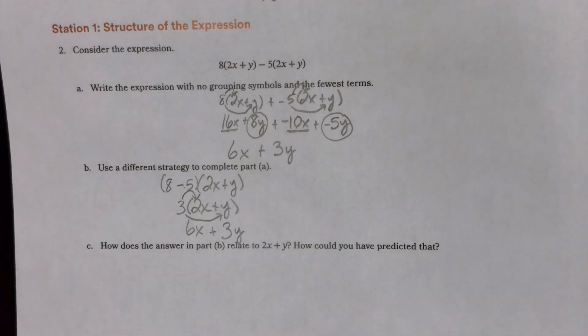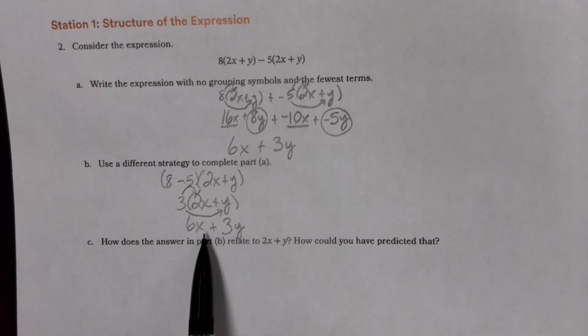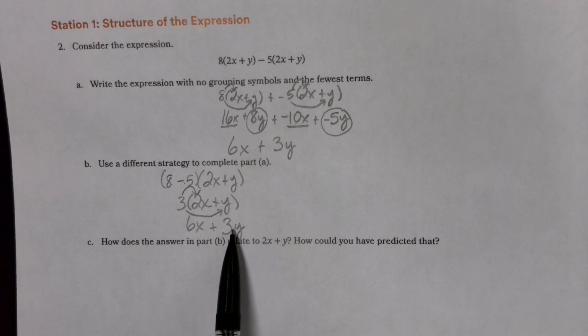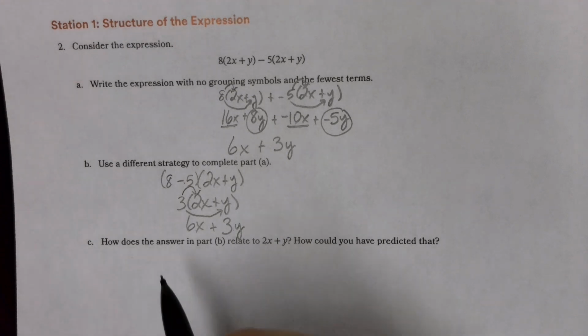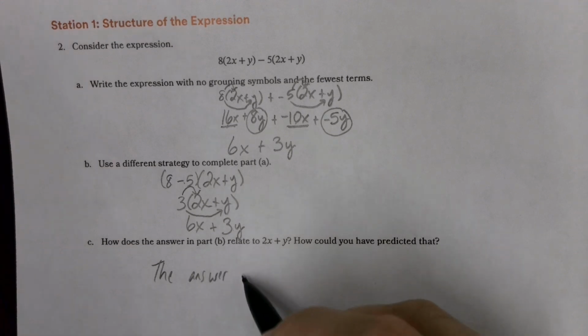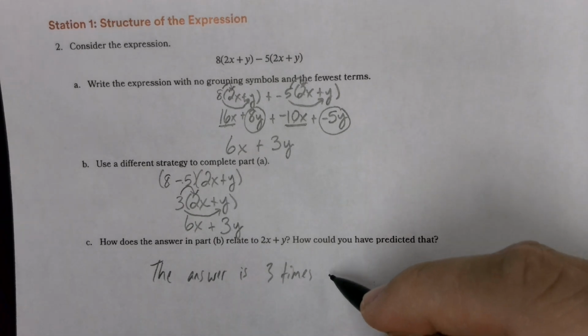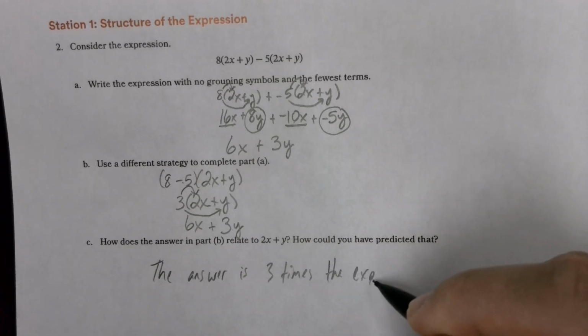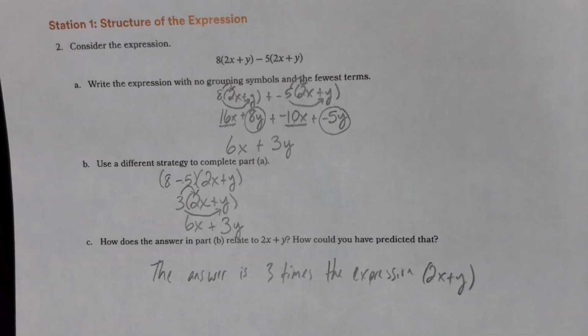How does the answer in Part B relate to 2x plus y? Well, 2x and 6x. 6x is 3 times more than 2x. 3y and y. Well, 3y is 3 times as much as y. So we could say that the answer is 3 times the expression 2x plus y. How could we have predicted that?